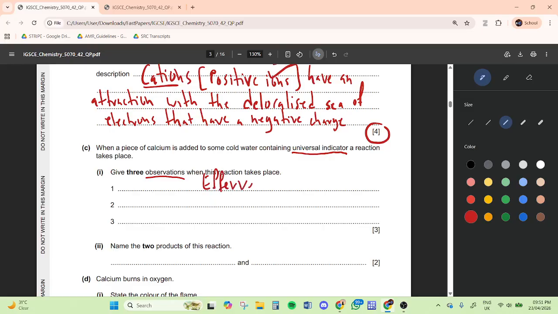So what is effervescence? It's basically once you add the calcium, you're seeing there's fizzing happening, or rather whiffs of gas coming out from the calcium. So you're observing that. What you're also observing is that the calcium starts to get smaller because the solid is dissolving. So you also have to mention that, the solid is dissolving.